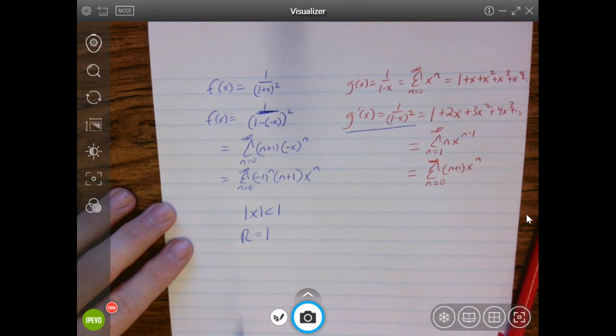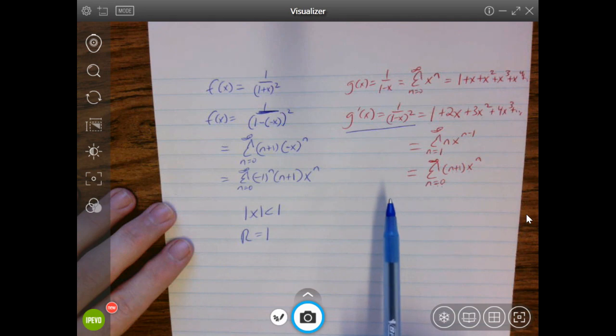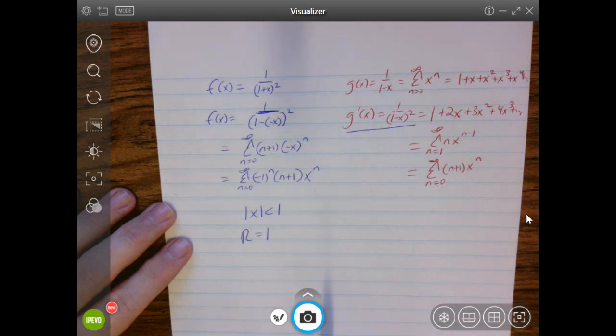Okay. In the next video, I'll do what happens when we have to do it again. But this is the intro for, I believe this was 13A from our book, of finding the power series representation using differentiation.